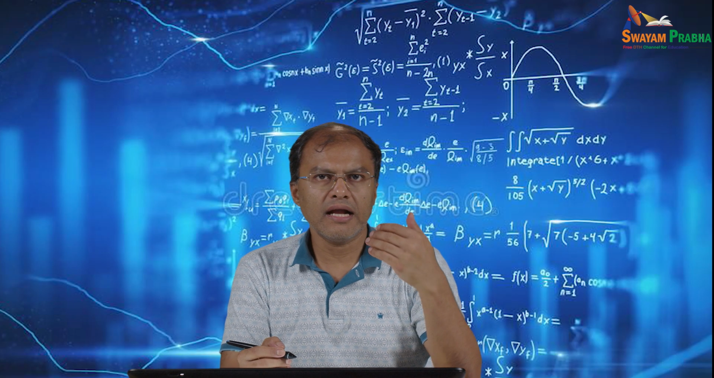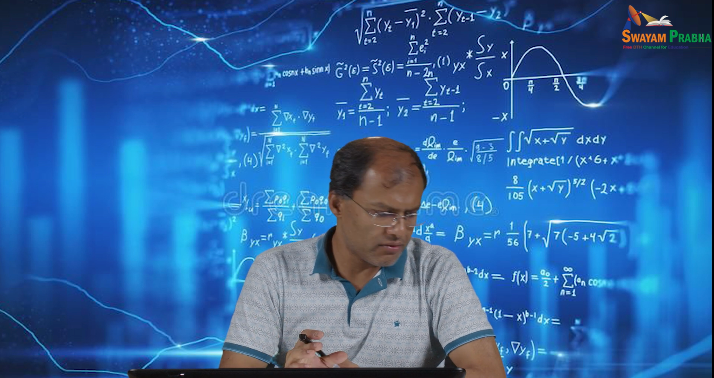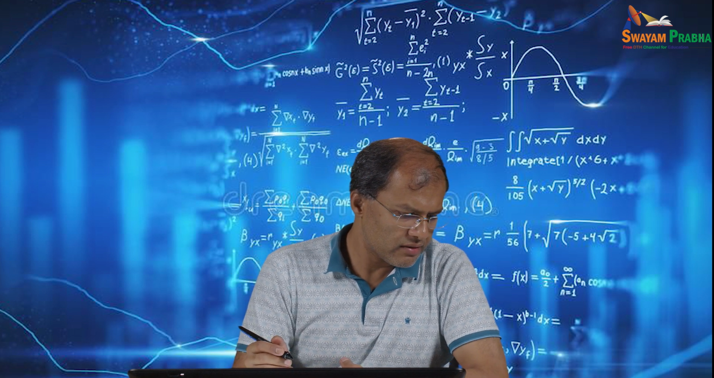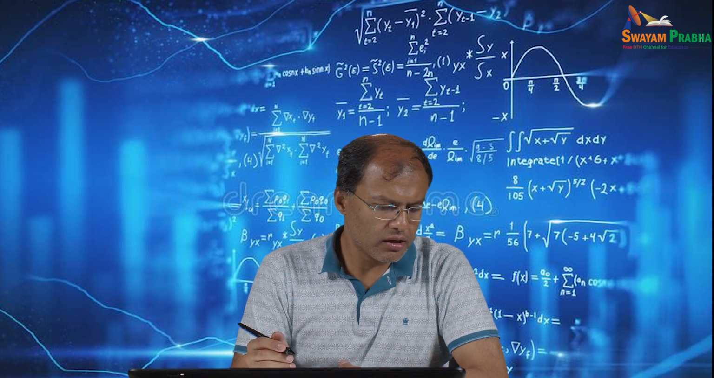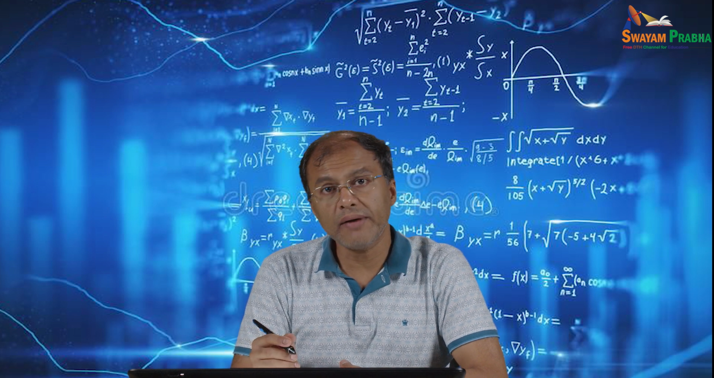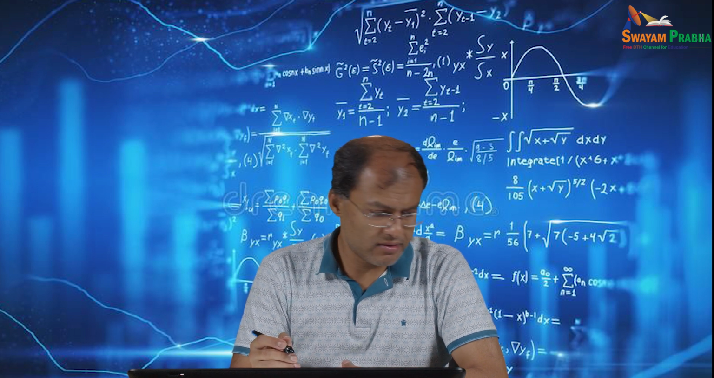Okay, so I think by now the listeners should be fairly clear as to how to set up the Lagrange equation for any motion which is holonomic, whether it is standard or whether it is conservative. So now let us talk about the setup where we have kinematic constraints in the system. How to write down the Lagrange equation of motion for kinematic constraints.